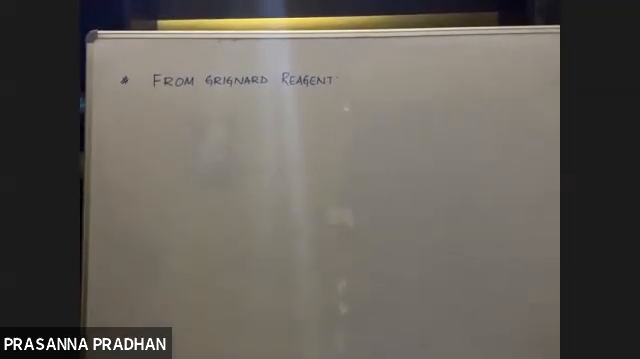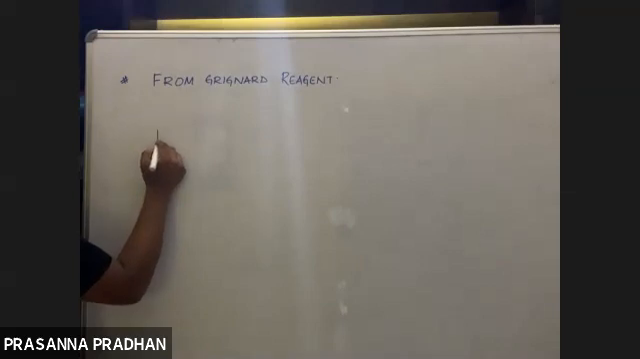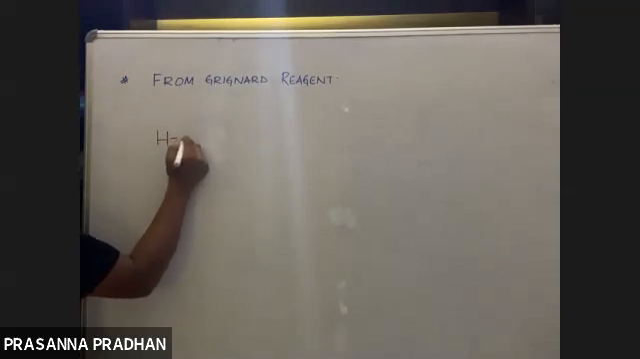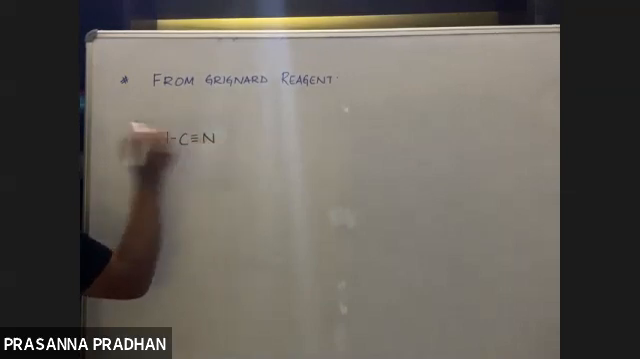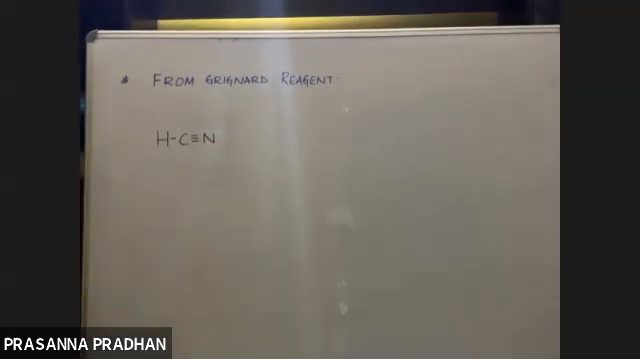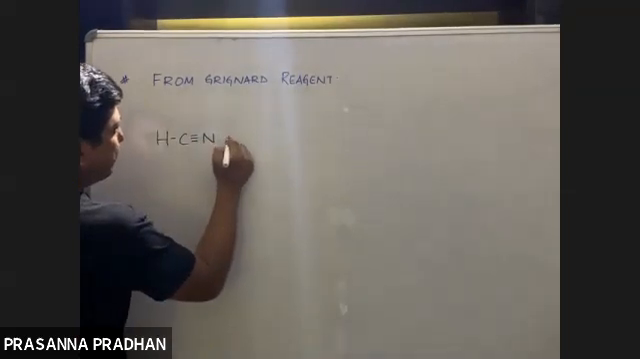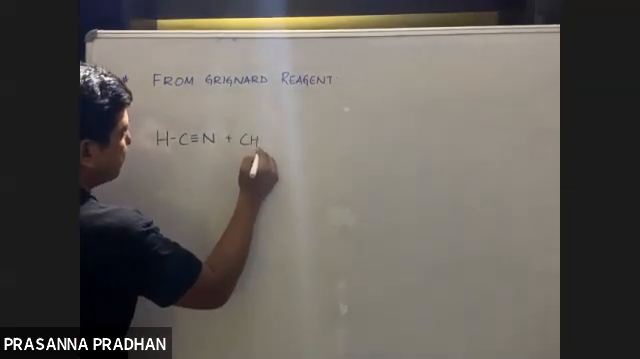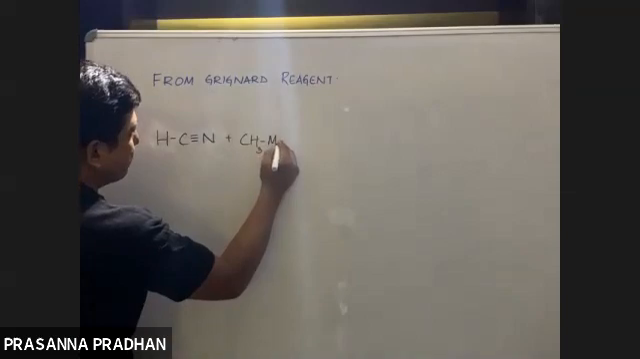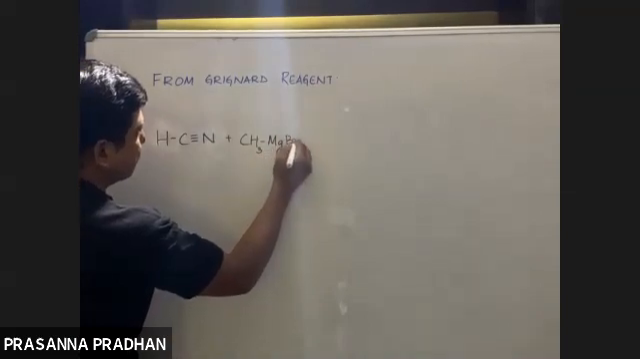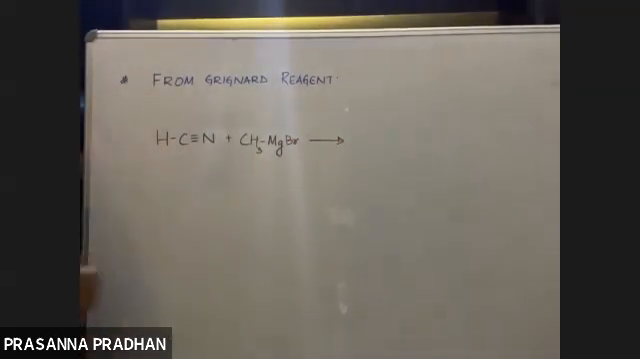Let us see. Now, starting compound, I'll be taking HCN, hydrogen cyanide. Now, if I use this Grignard reagent, methyl magnesium bromide, I'm using this Grignard reagent.